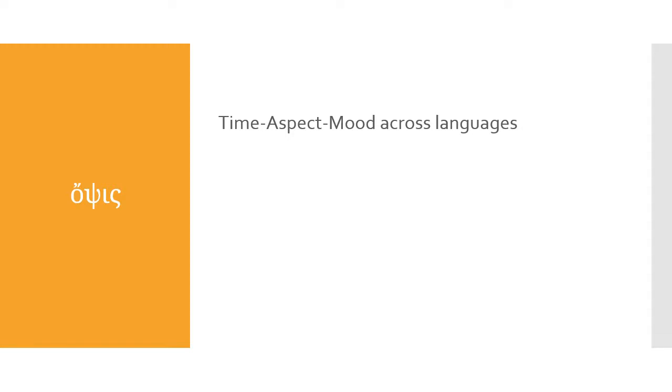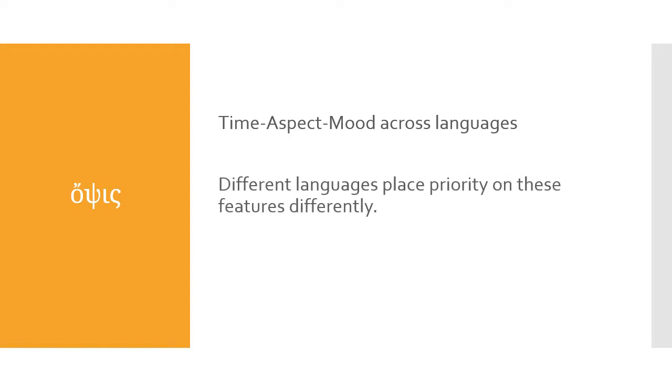So let's talk about time, aspect, and mood across languages. Time, or tense, refers to how a language deals with when an action happens. Aspect refers to how a language presents the temporal structure of an action. And mood refers to how a language presents things like the speaker's attitude towards the action. Different languages deal with these things differently. And in particular, different languages place priority on these features differently, primarily in the way that some of these features are necessary to express, and some are optional to express.